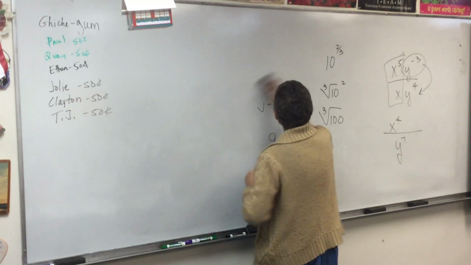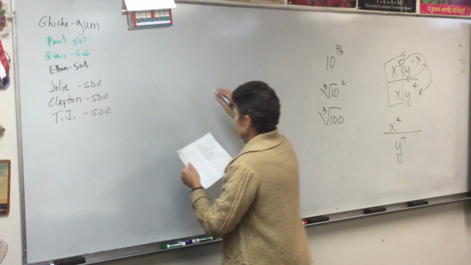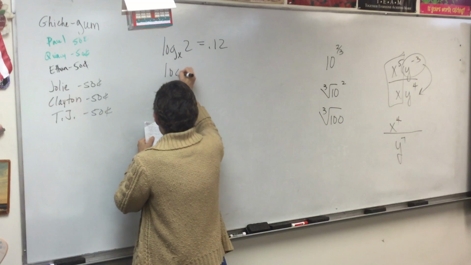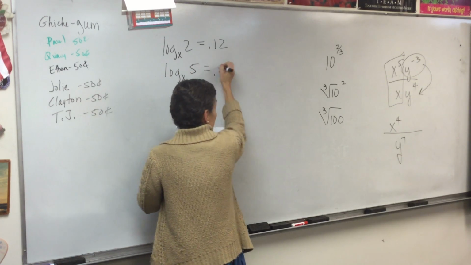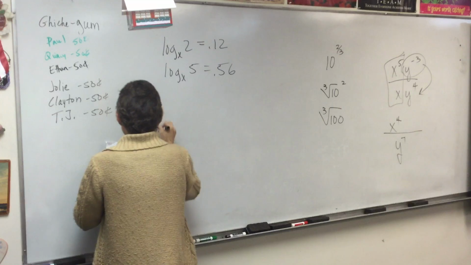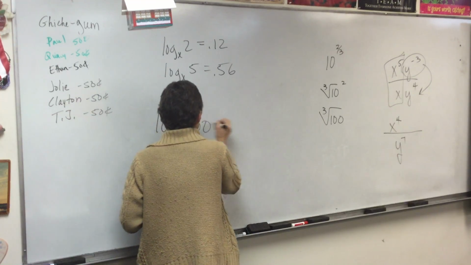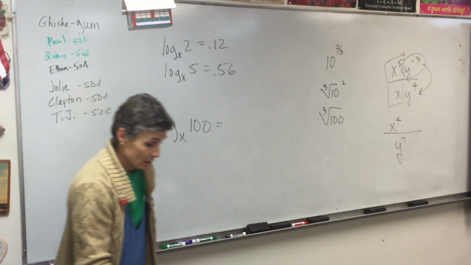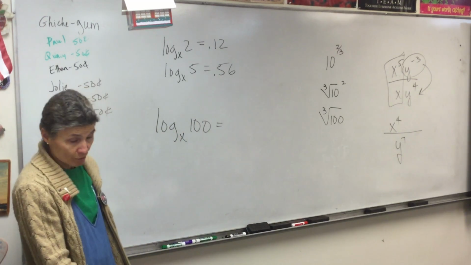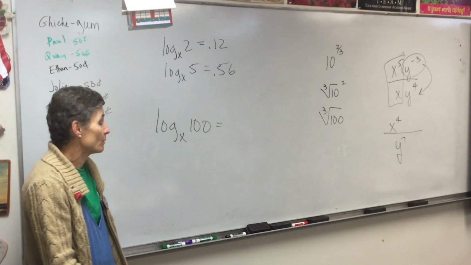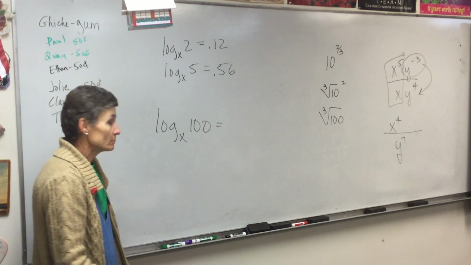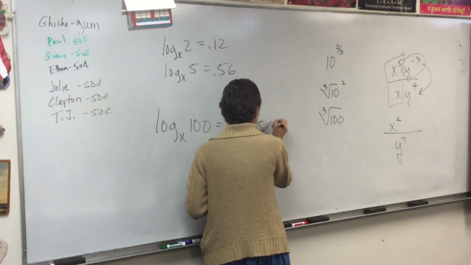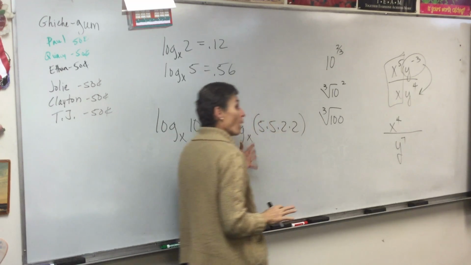We've been given some values, made up values. And using these made up values, we are supposed to find the log base x of 100. We were not given the log base x of 100. So we need to rewrite 100 in terms of what we were given, right? So that can be 5 times 5 times 2 times 2. So that would be one way of writing it.